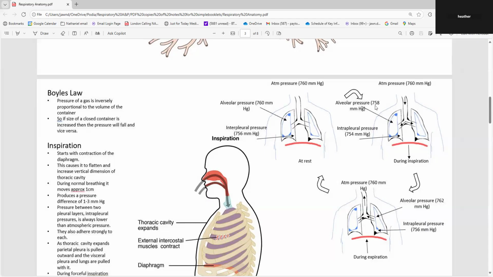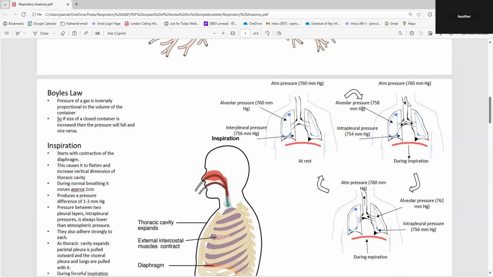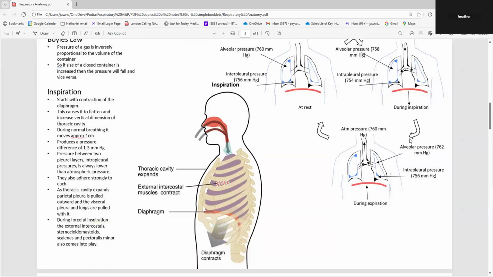So now our pressure drops to 758 millimeters of mercury. Our atmospheric pressure is 760 millimeters of mercury. That hasn't changed. So now there's a pressure difference between the outside air and what's in the lungs, and that means that air will then be forced into the lungs because of this pressure difference.